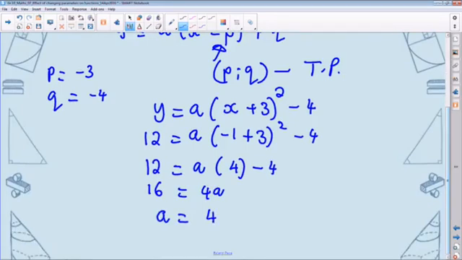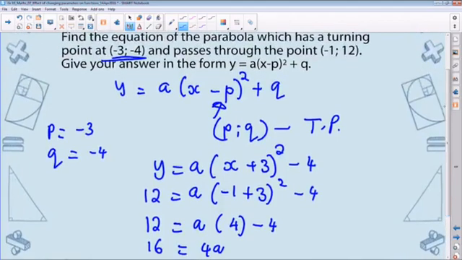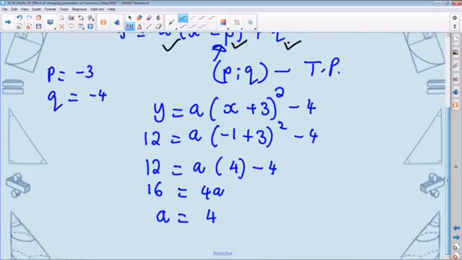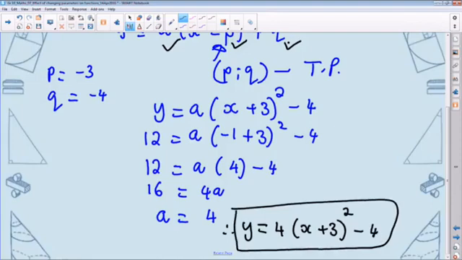Now that you have found the value of a, you now have your a, your p, and your q. And that's what we are interested in, okay? So you just need to substitute now. Your a is 4, so therefore your graph in the form of a(x − p)² + q is 4(x + 3)² − 4. So your final graph is y = 4(x + 3)² − 4. So your turning point is (−3, −4).